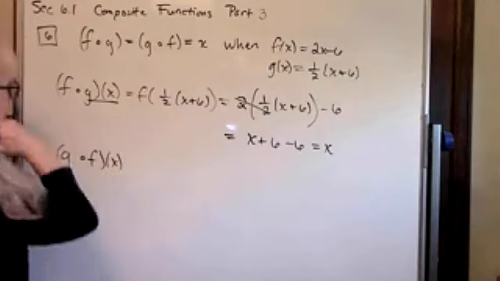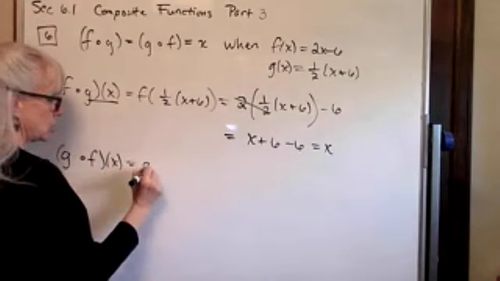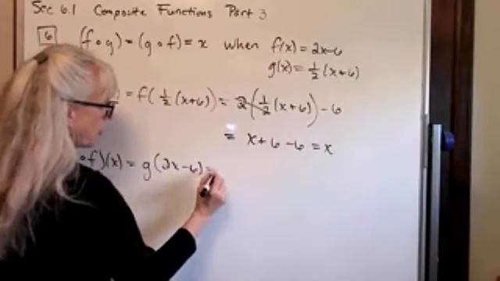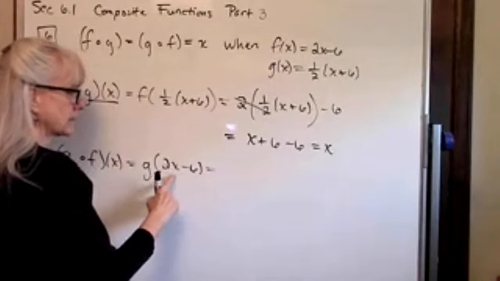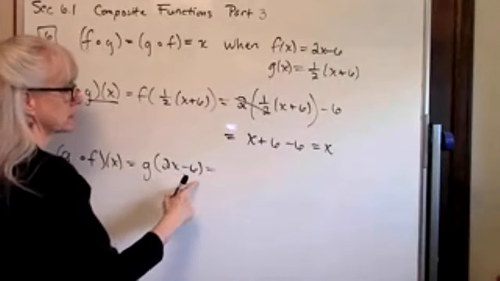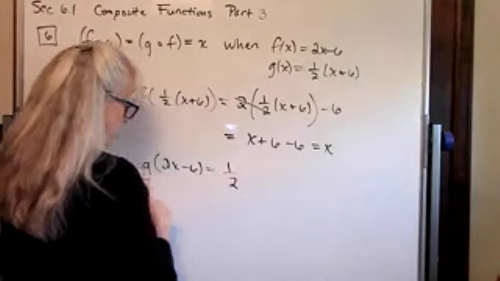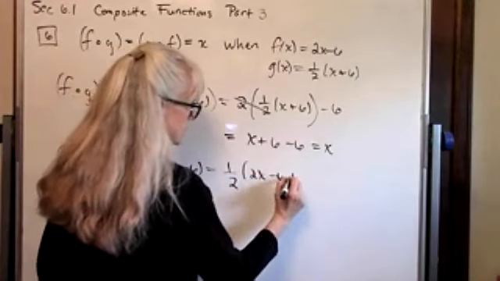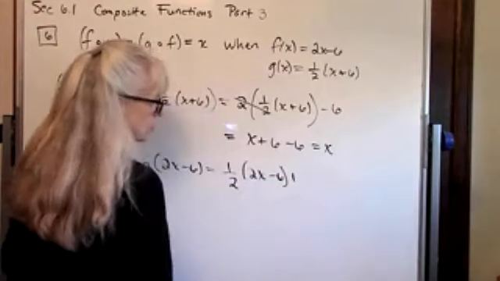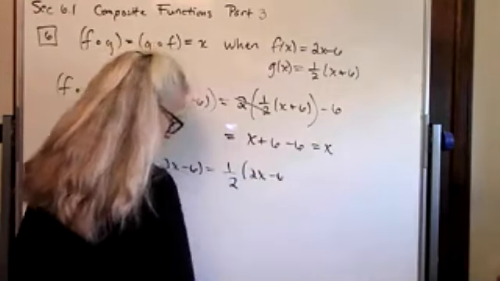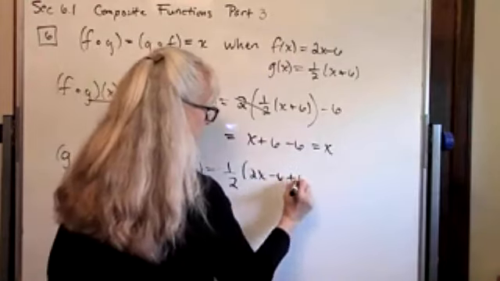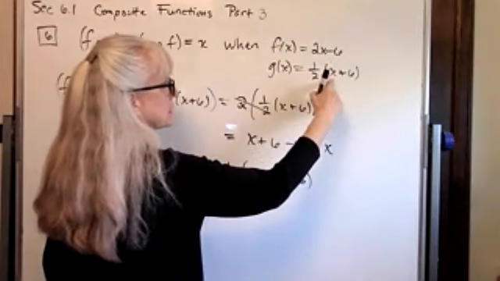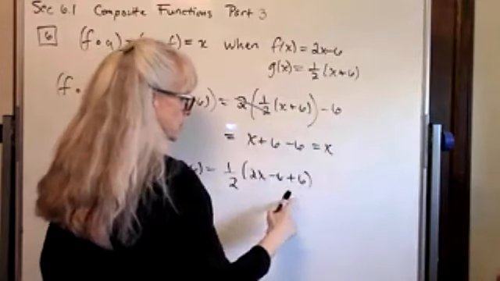Now let's go find G compose F. So G compose F of X. So that's me finding G of 2X minus 6. So I'm going to replace all the X's with the F function, which is 2X minus 6. So that would be in G, we're going to do 1/2 of 2X minus 6. Make sure I do it in the right order. And then plus 6. So notice that the X is inside the parentheses. So that means the 2X minus 6 had to be inside the parentheses plus the 6. So there's the plus 6.